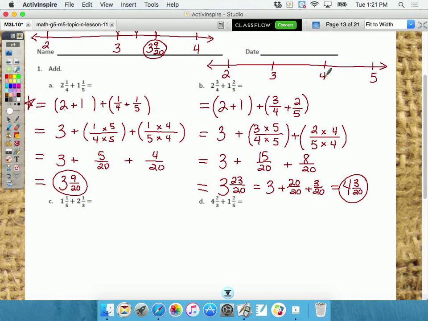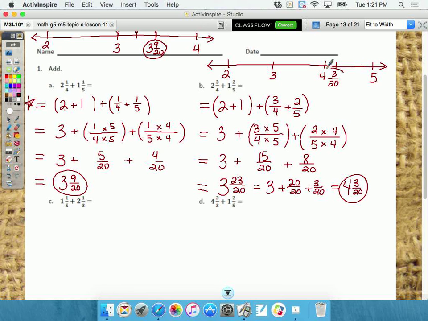Okay, next thing, let's put the answer on there. Now we're going to think about it. I'm going to ask you a question, Christian. 4 and 3 20ths. If I'm talking about 20ths, how many 20ths would be 1/4? 5 20ths would be 1/4. 3 20ths is a little less than 1/4, isn't it? So a little less than 1/4 right there.